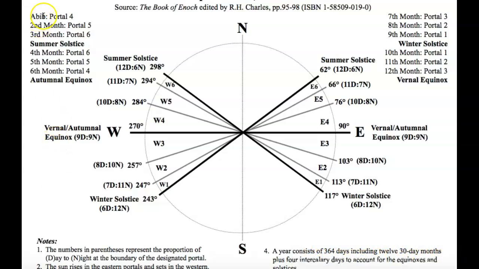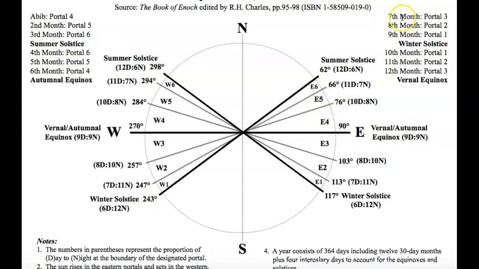As you can see right here, the month of Abib, which is commonly in the spring, and we know that Yahudim, Hebrew New Year's, begin in the spring. So Abib is at portal or gate 4, as you can see right here. The second month is at portal 5, and then the third month is at portal 6, which leads up to the summer solstice. And then from summer to autumn, the fourth month is in portal 6 right here, so the sun travels back this way. Then at the fifth month, it's in portal 5 back to portal 4, and then in time for the equinox.